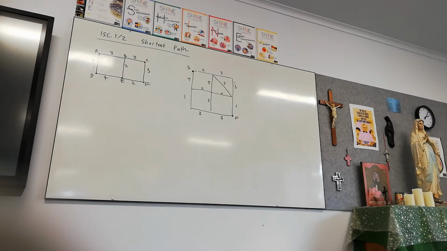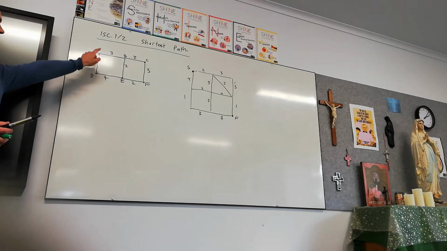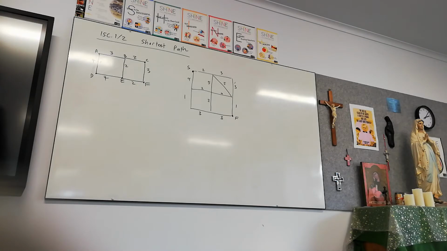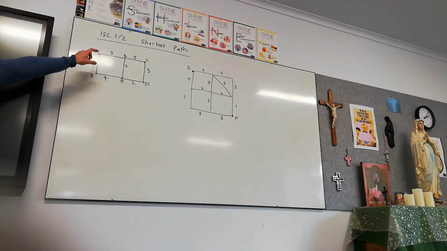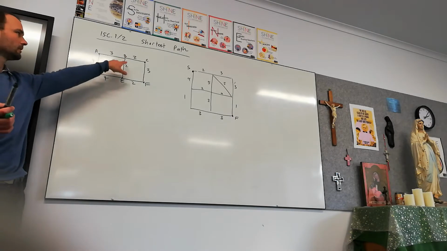But let's get into it. So shortest path, that means we want to find what's the quickest way we can get from A to F, given these edges have their respective weights, okay?